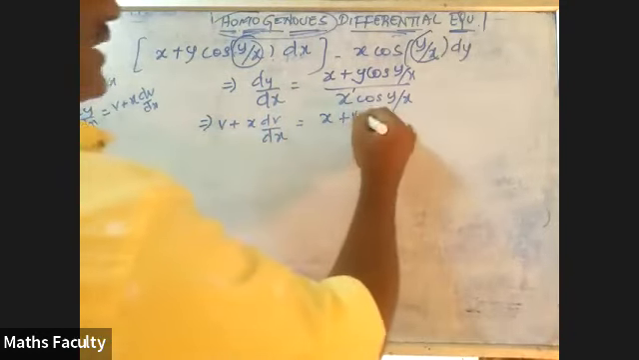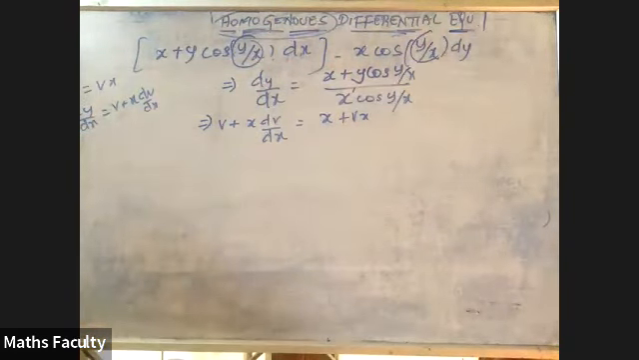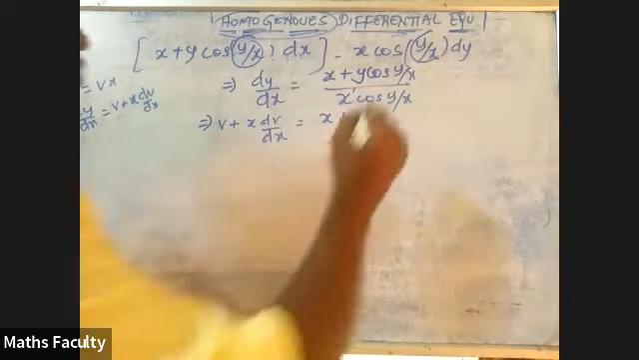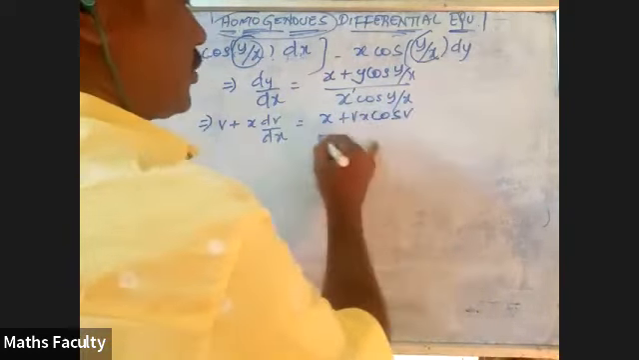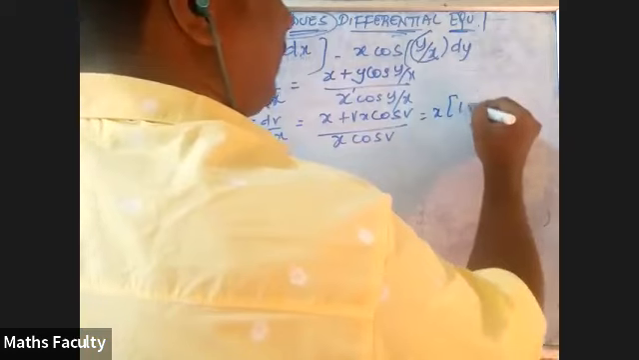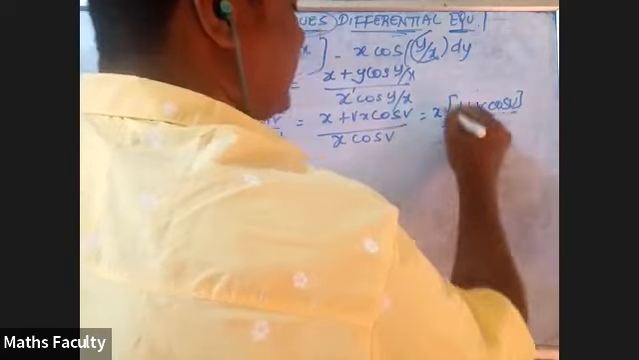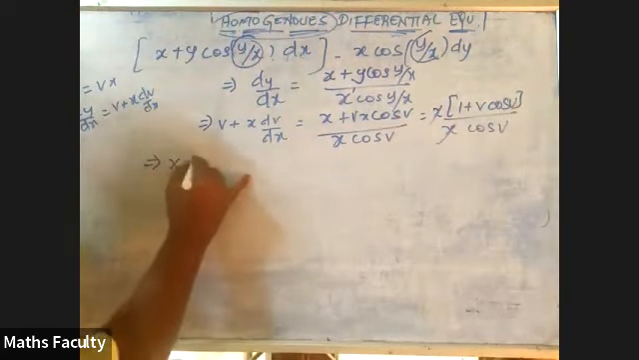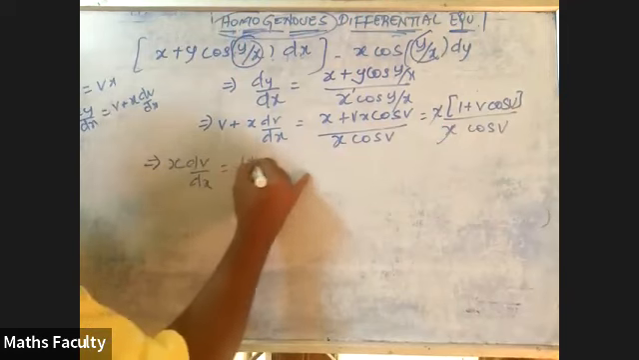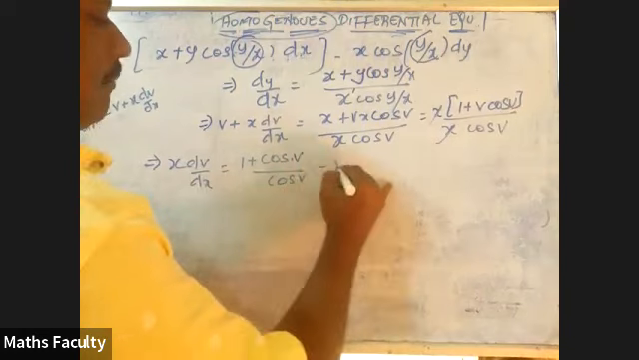Your y equals vx. Okay, I can write this as y equals vx. Next, I can take cos y by x as cos v, so x into cos v. Now you take x common. What happened? 1 plus v, cos v divided by x into cos v. x cancels. Now we can write this as x dv by dx equals 1 plus cos v, 1 plus cos v divided by cos v minus v.